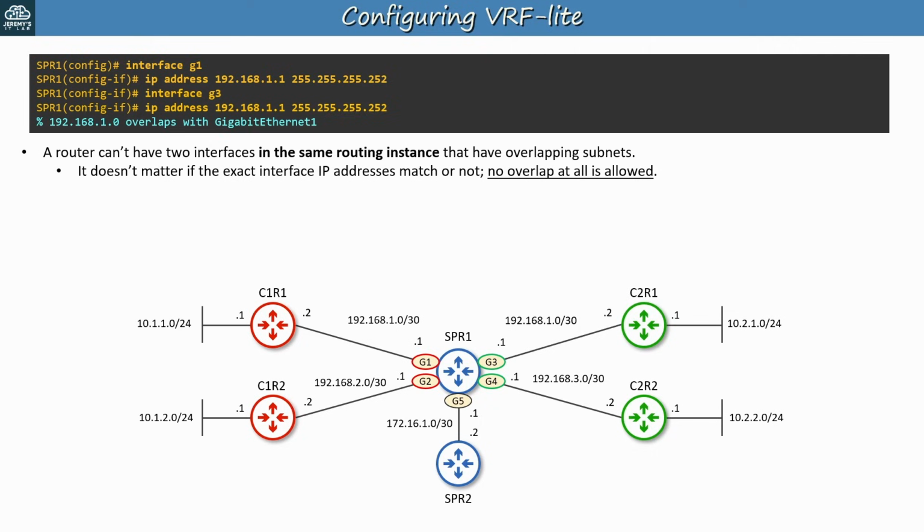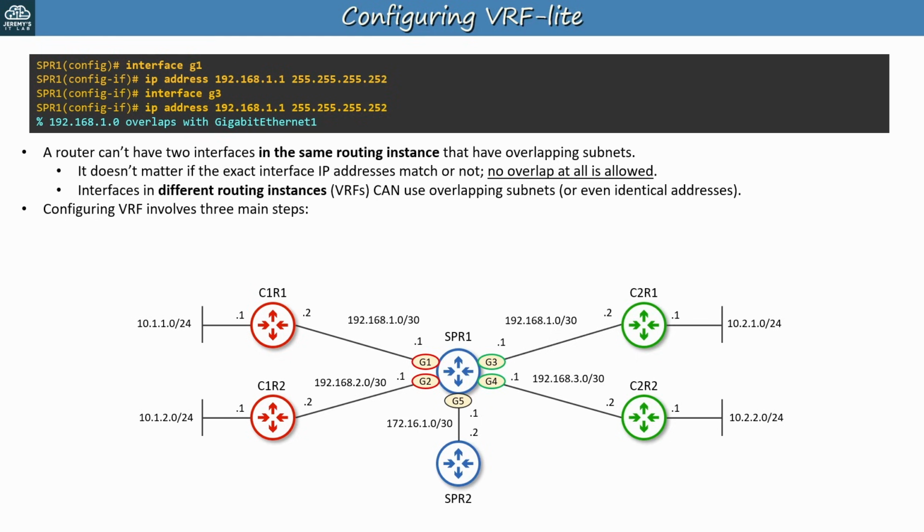But with VRF, this isn't a problem. Interfaces in different routing instances, in other words different VRFs, can use overlapping subnets, or even identical addresses. So in the next slide, let's configure those VRFs. It involves three main steps. First, create the VRFs. Second, assign interfaces to each VRF. And then configure routing, whether static or dynamic. Let's start with step 1.